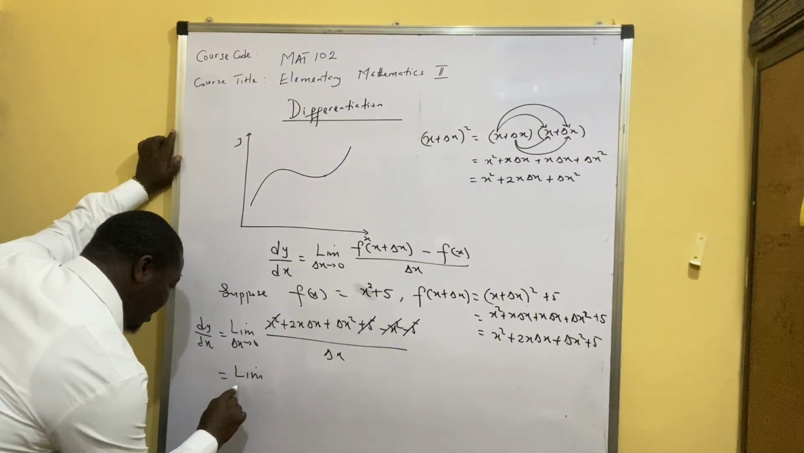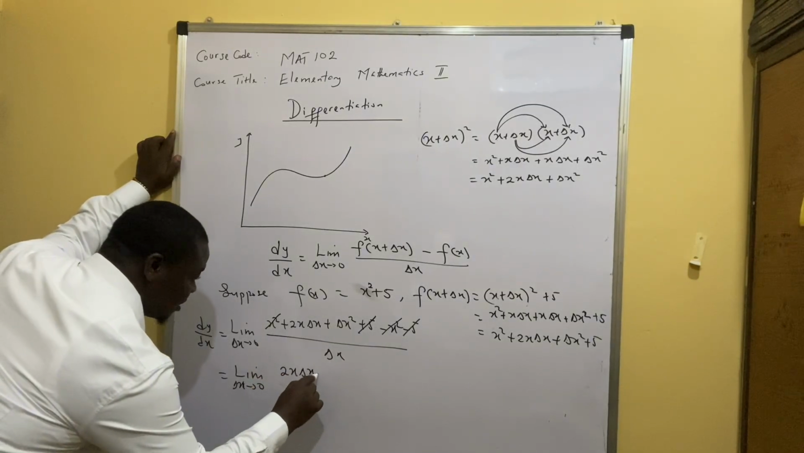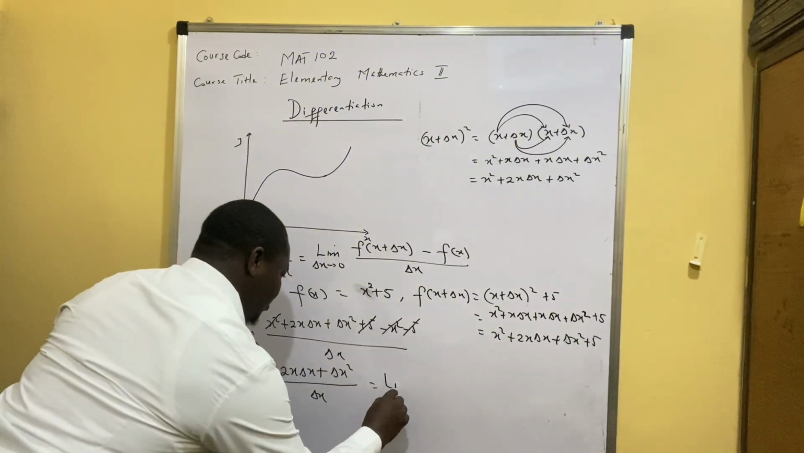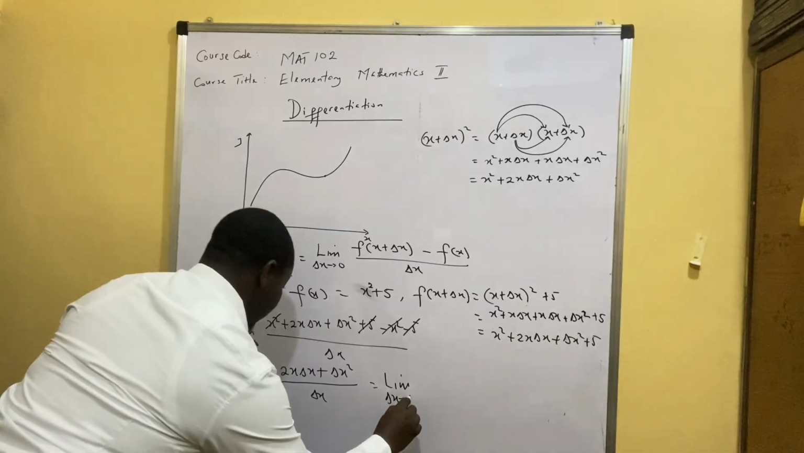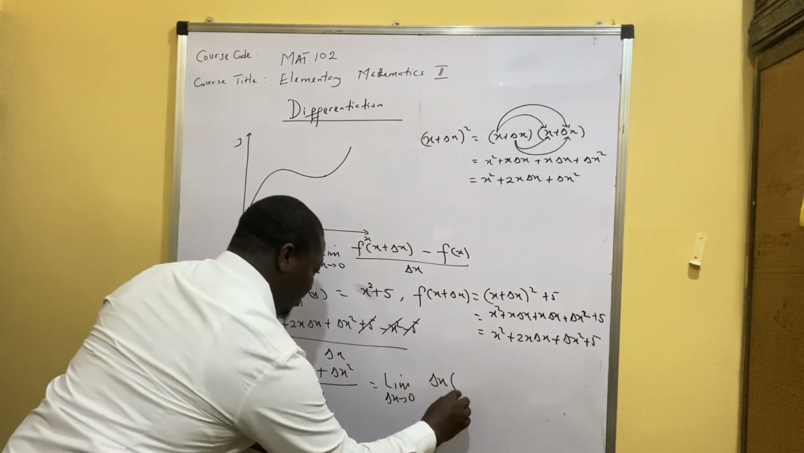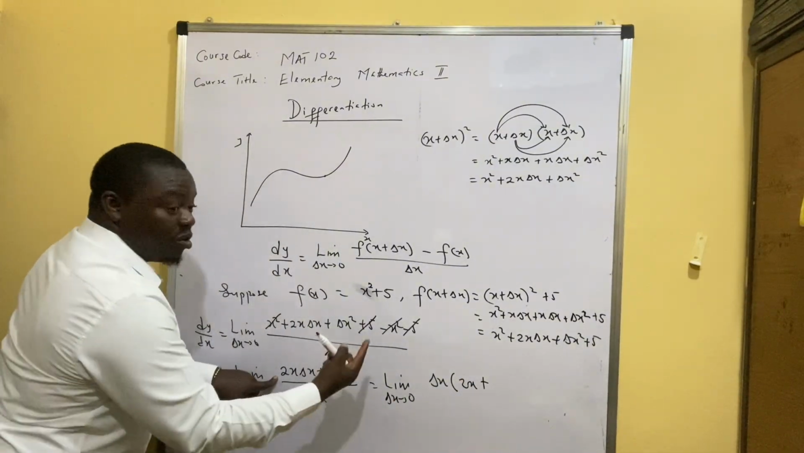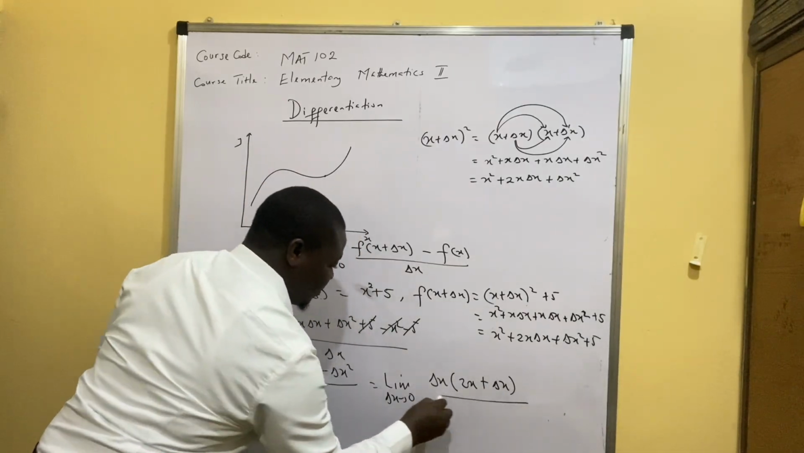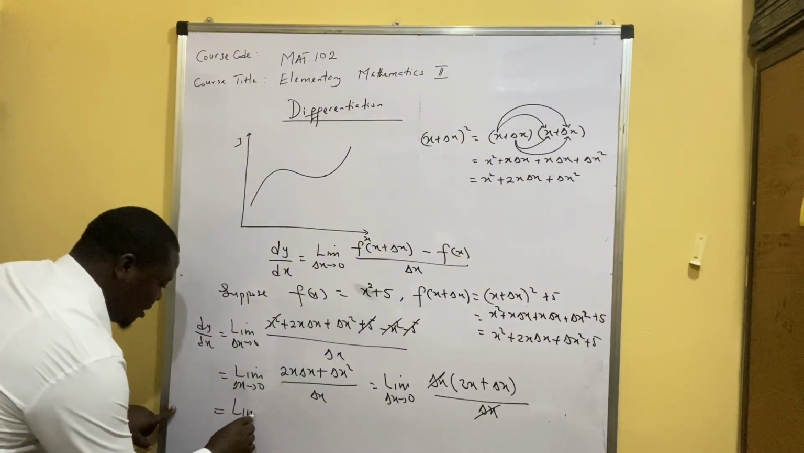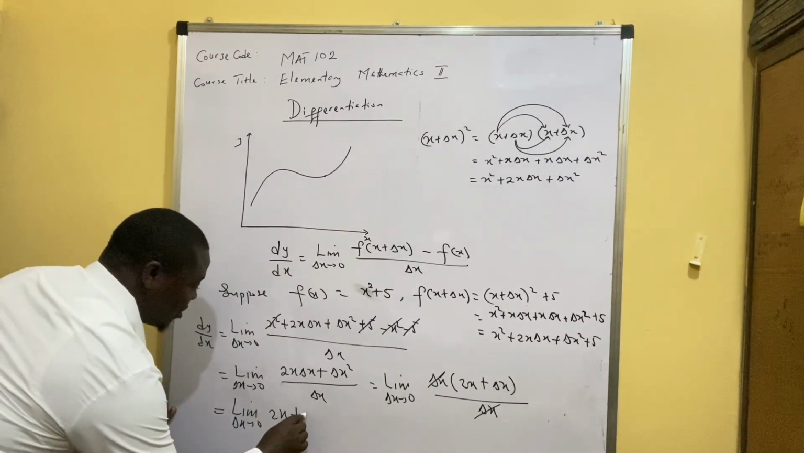We have the limit as change in x tends to 0 of 2x change in x plus change in x squared over change in x. Okay, now this is equal to the limit as change in x tends to 0 of, if you look at the numerator, something is common. What's common? Change in x is common. Okay, we factor that out. What do you have left for the first term? We have 2x plus, what do you have left for the second? We have change in x divided by change in x. Now we take care of this change in x, and what we have left is the limit as change in x tends to 0 of 2x plus change in x.